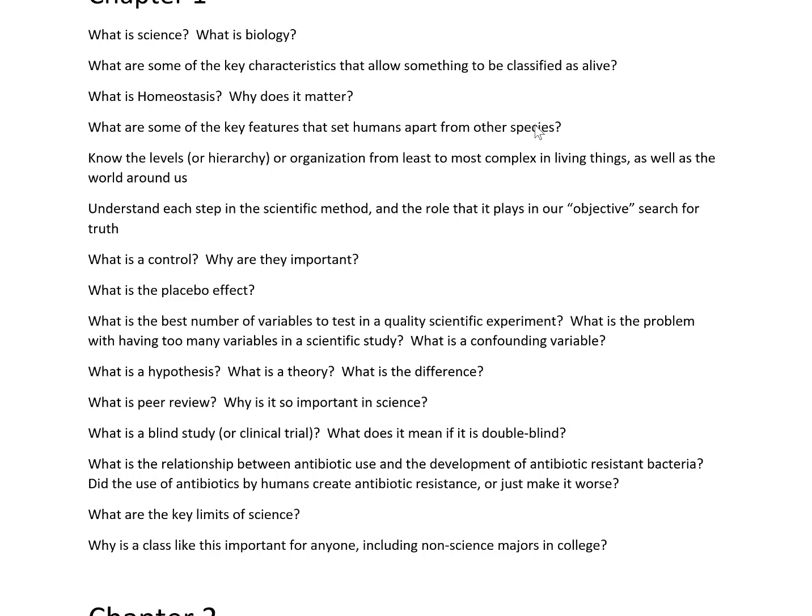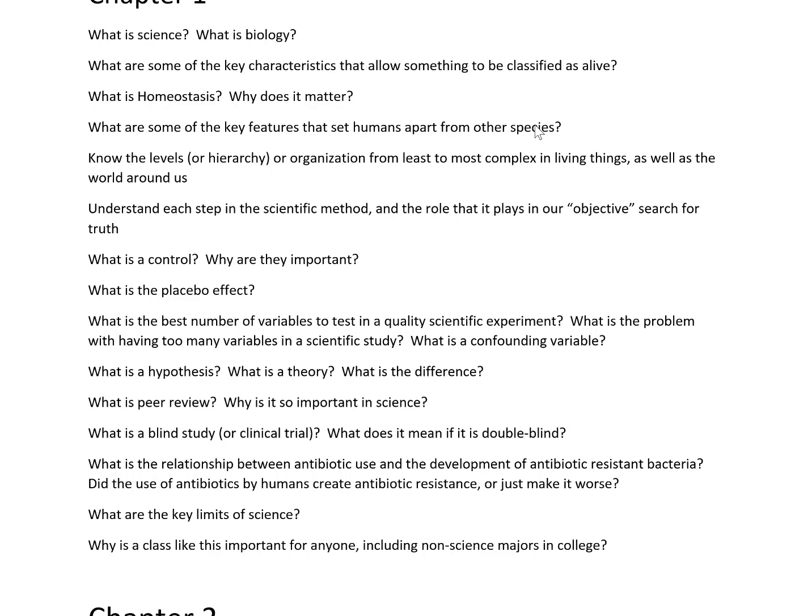All right, so that's how you classify things as being alive. So the difference between me and the table here, I don't even know what this table's made of, is I have a metabolism, I can maintain homeostasis, I'm alive, and it's not. So, all right, next, what is homeostasis and why does it matter?